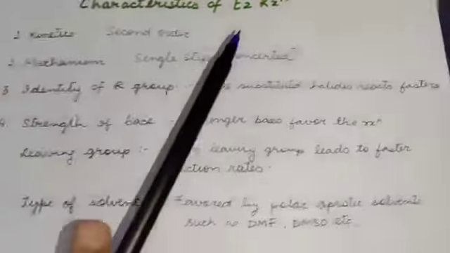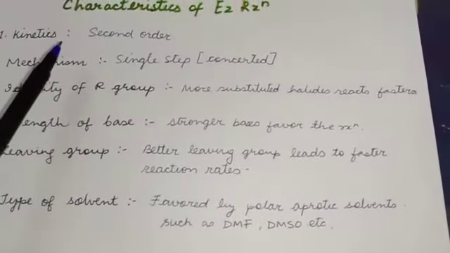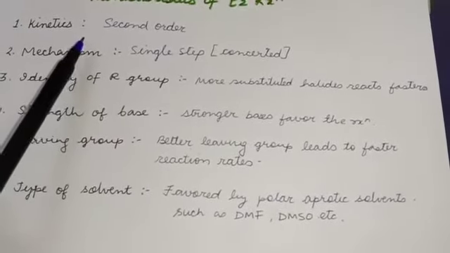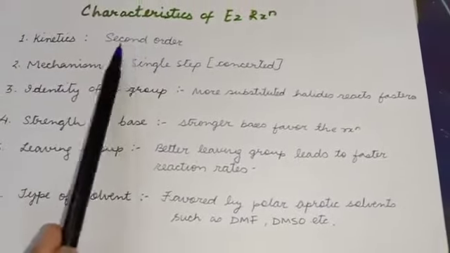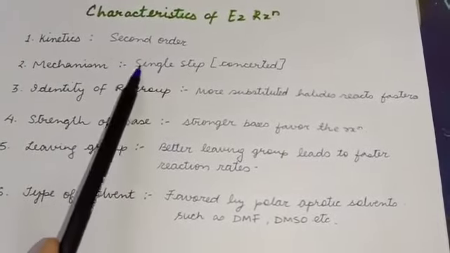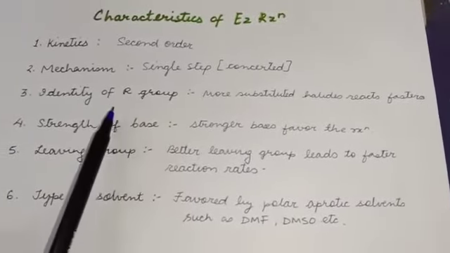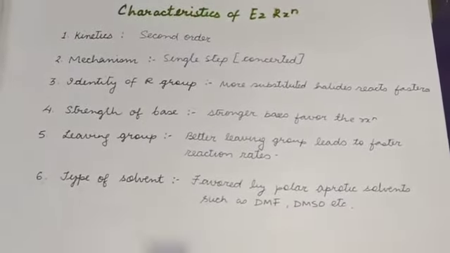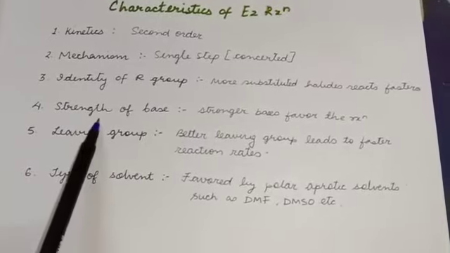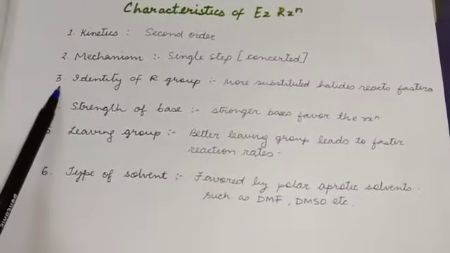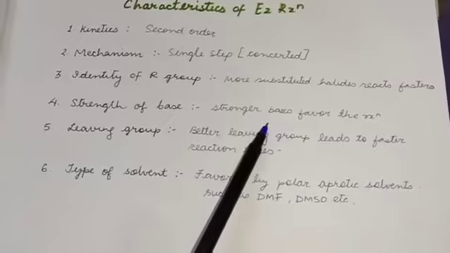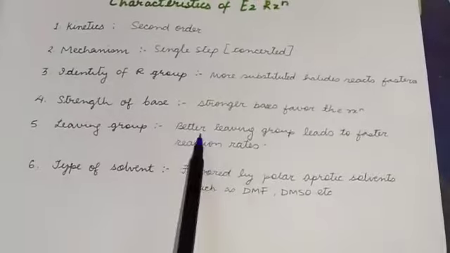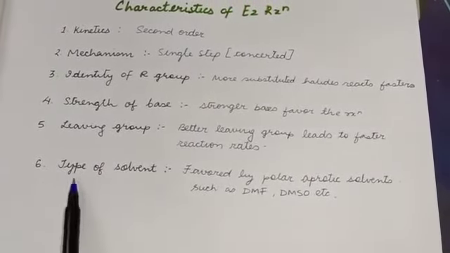Then comes the characteristics of E2 reactions. Since both alkyl halide as well as base are involved in the rate determining step, it follows second order kinetics, and we have already seen it as a single step concerted mechanism. The more substituted the halide is, the faster it will react. And when it comes to the strength of the base, unlike the E1 reaction, here stronger bases favor the reaction, and similar to the E1 reaction, a better leaving group leads to faster reaction rates.